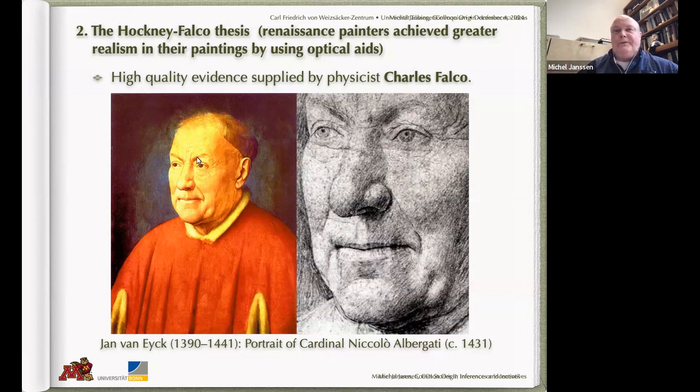So this is a portrait of Cardinal Albergati, and this drawing here matches this painting almost perfectly, but it had to be scaled up a bit, and in the scaling up there's a little bit of a strange error. One option suggested by Hockney was, well, he bumped the easel, which is not a very plausible one. Here is the much more plausible explanation found by Charles Falco.